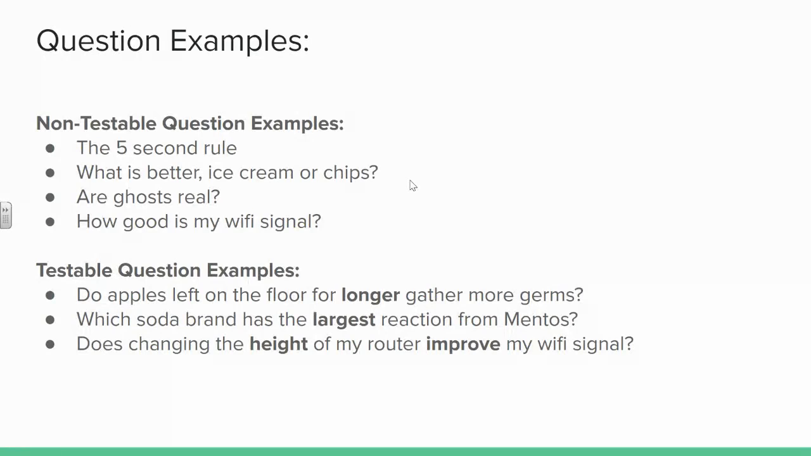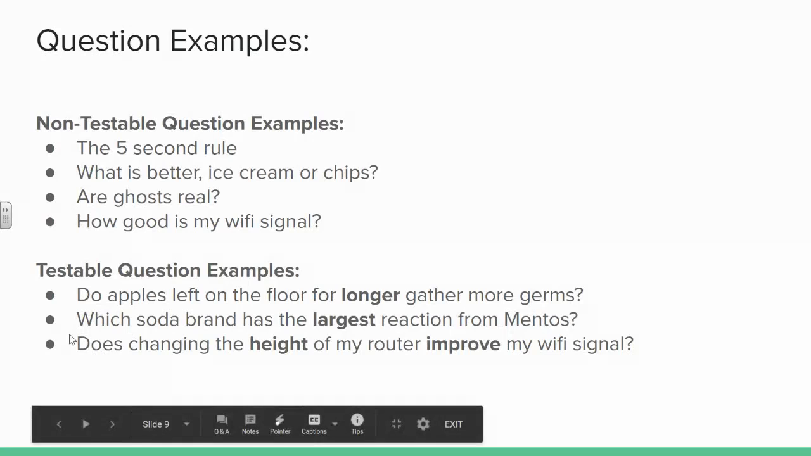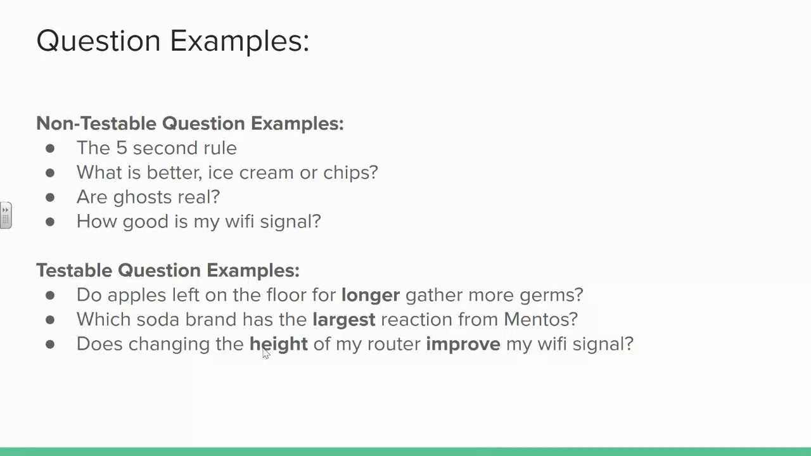So here's some examples of good test questions. We've modified that 5-second rule, and here's how we've written it. Do apples left on the floor for longer gather more germs? Here's another one. Which soda brand has the largest reaction from Mentos? And does changing the height of my router improve my Wi-Fi signal? So I've kind of modified that last question. How good is my Wi-Fi signal? We can see a better question to ask is changing the height. So I'm actually changing something in my experiment. I'll be comparing the height, or comparing my Wi-Fi signal to different heights of my router.